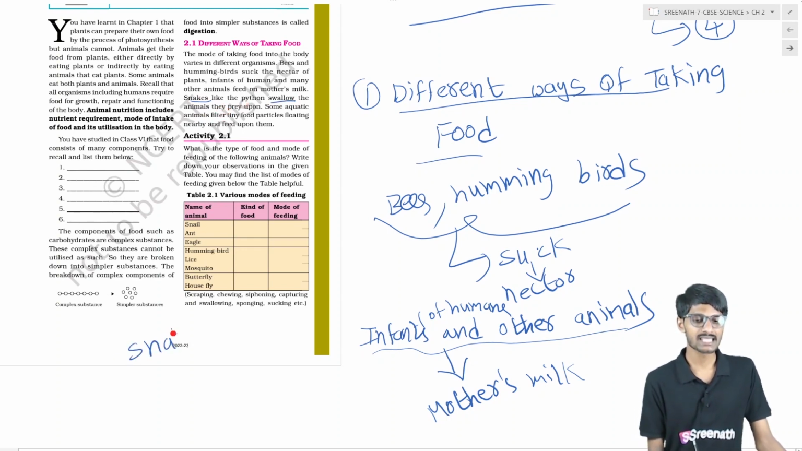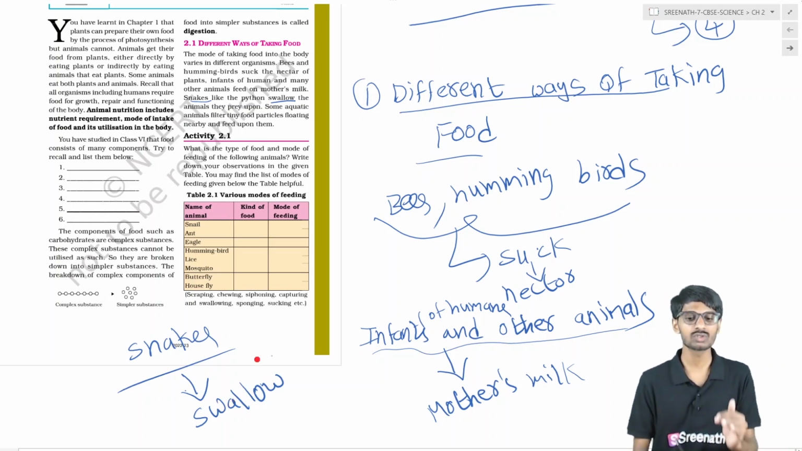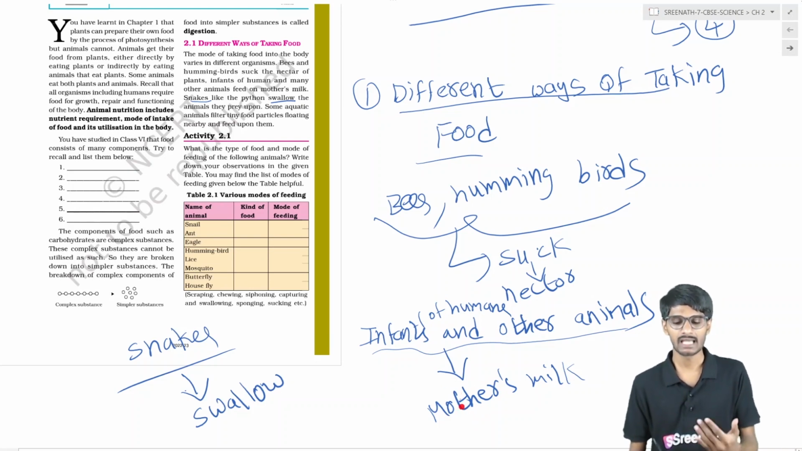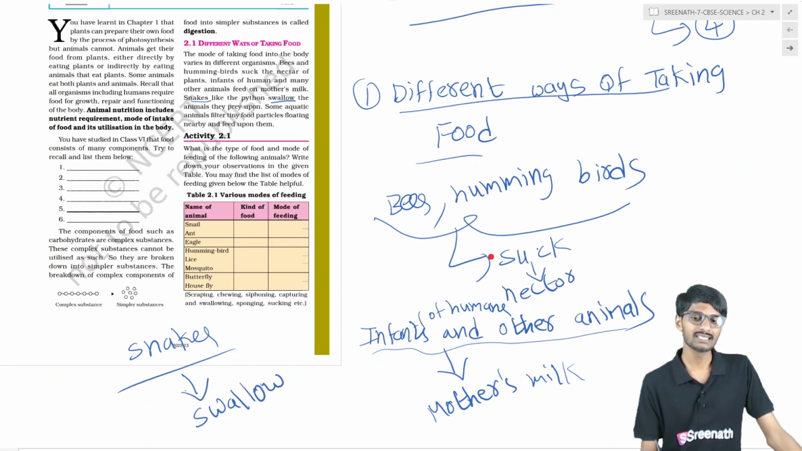So snakes will swallow the food, and infants of humans and other animals will be fed by their mother's milk, and bees and hummingbirds suck the nectar from the plants. So these are the different ways of taking food.